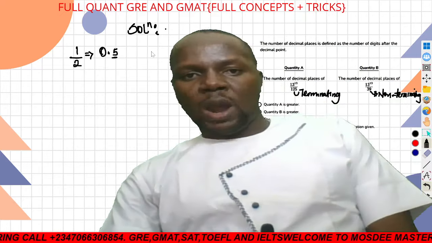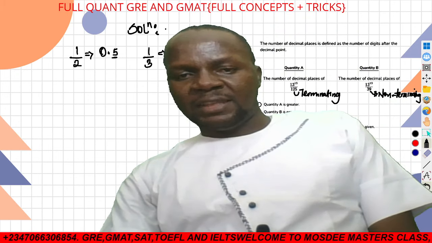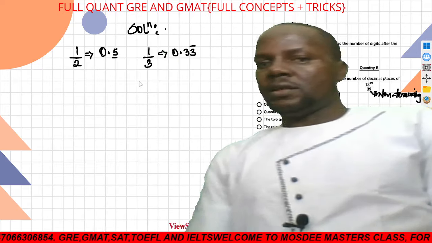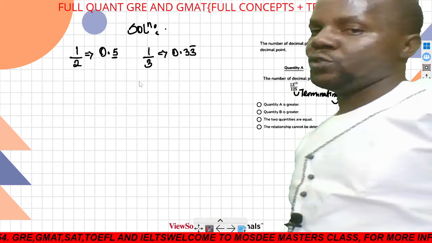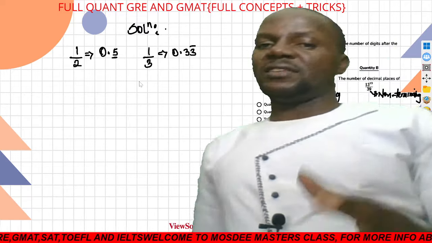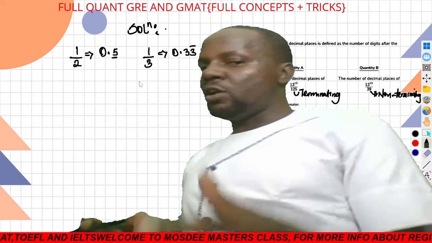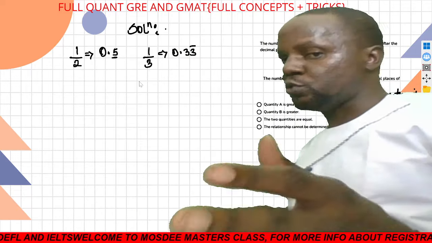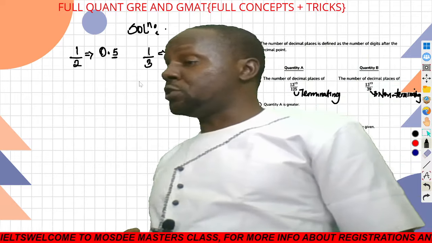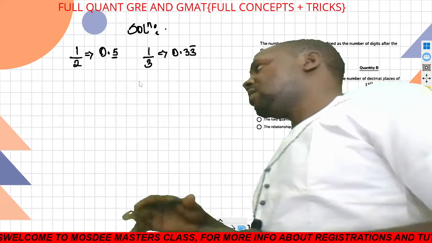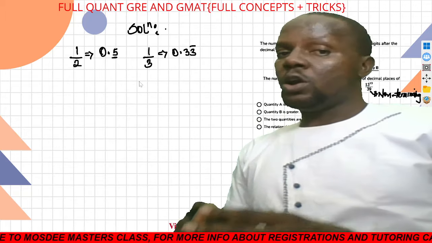But if I give you 1/3, you and I know it's going to give me 0.3333. That bar on top of it means it does not end. It continues. So if I ask, between the two, which one has more decimals? The one that is non-terminating. So by logic, without pressing a calculator, I know that one is going to be terminating, and that other one is going to be non-terminating. That is method 1. If that is not clear, that is still not a problem. We still have another method we can use.